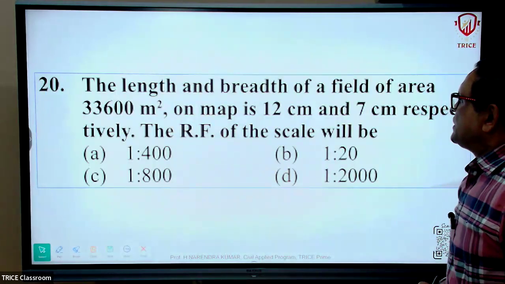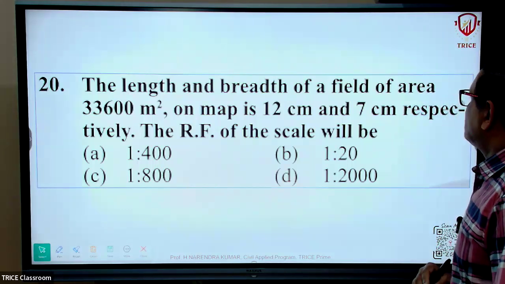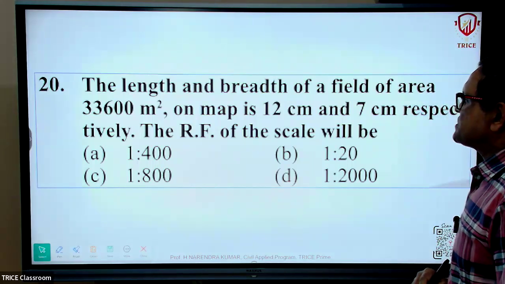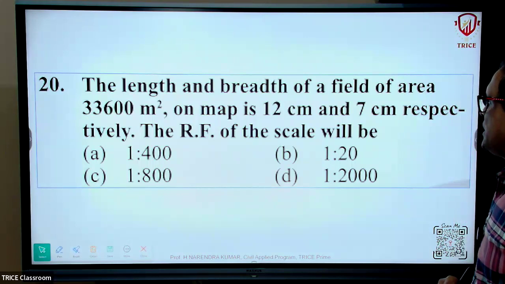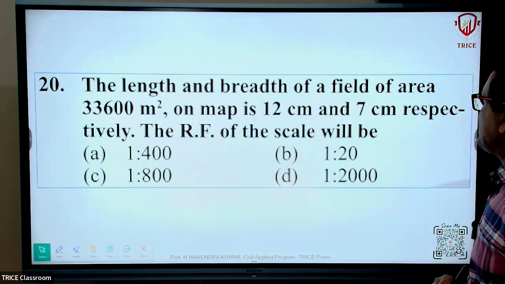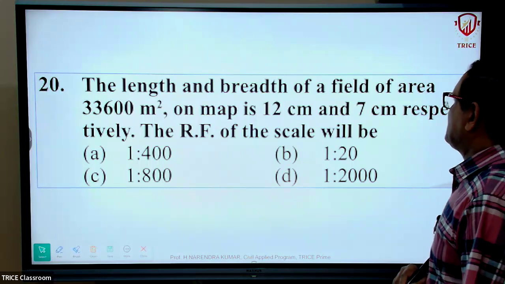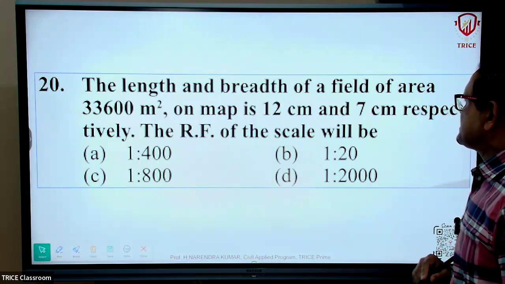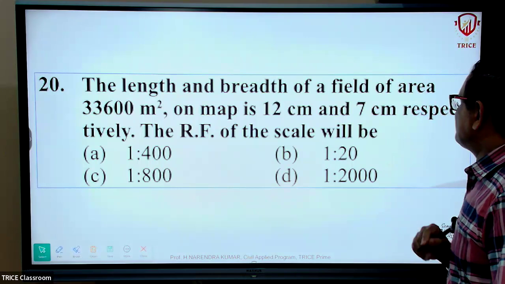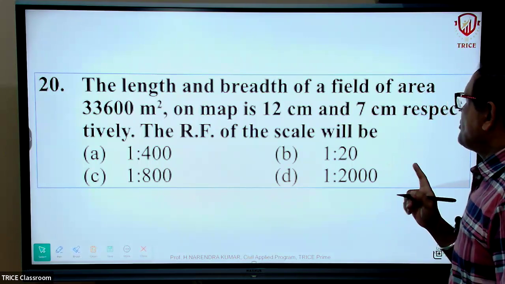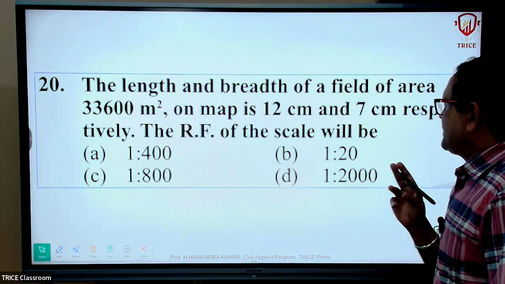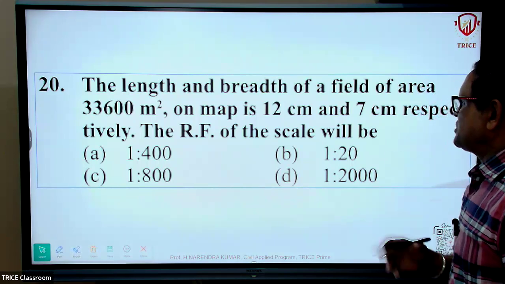Next one. The length and breadth of a field of area 33,600 meters square on map is 12 centimeter and 7 centimeter respectively. So length is 12 centimeter, breadth is 7 centimeter. This is on map. So you will get an area of 33,600 meters square.